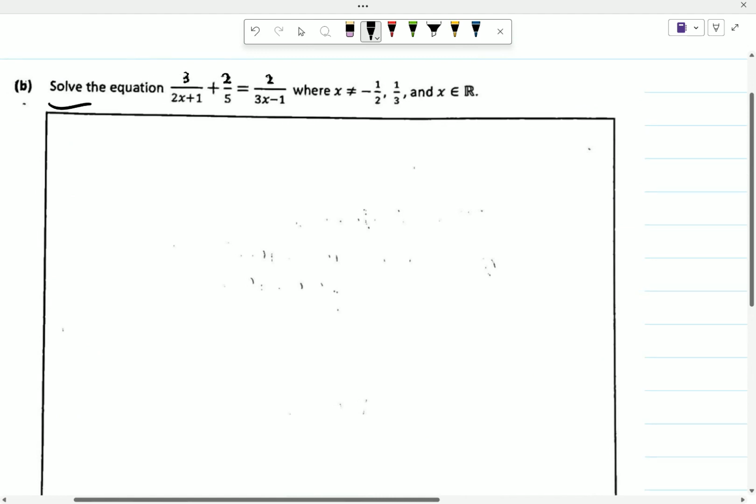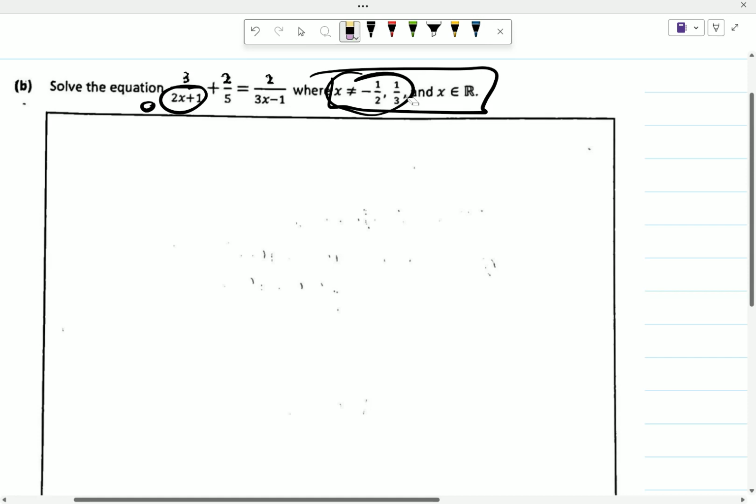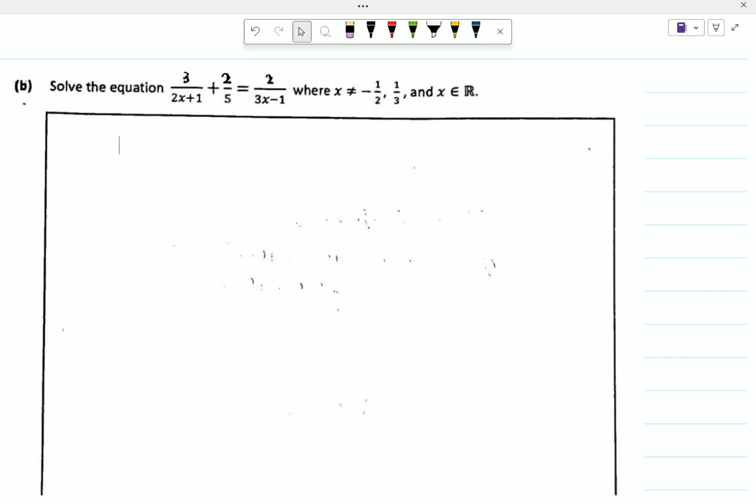Okay, so we're going to solve the equation. Basically, solving the equation means we need to find the value for x. And all this doesn't really matter. Most of the time in the questions you can ignore these. Basically what this is saying is that x can't be minus a half or a third because you'll end up with this being 0 and you're dividing by 0 and it doesn't work. So that's all that's saying. Most of the questions you can kind of ignore it.